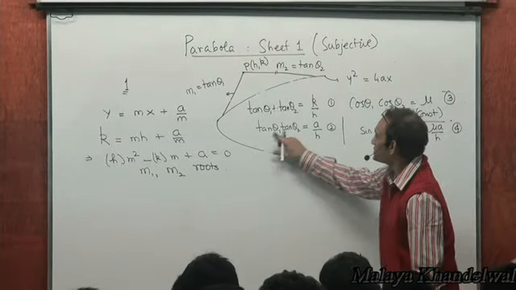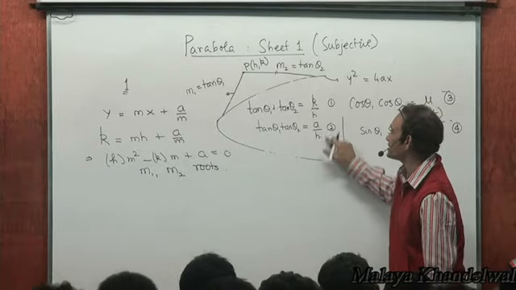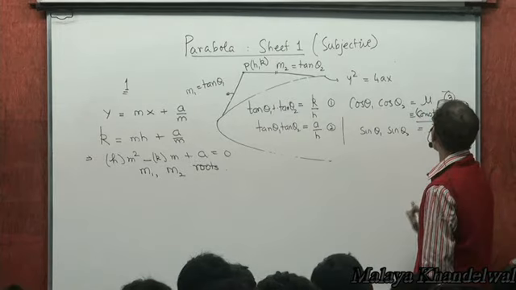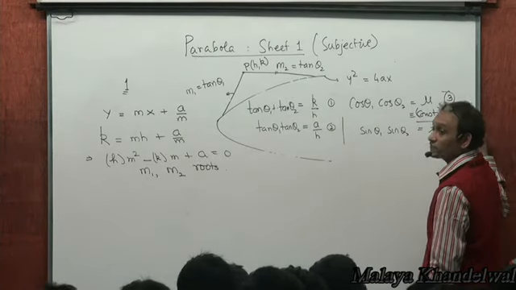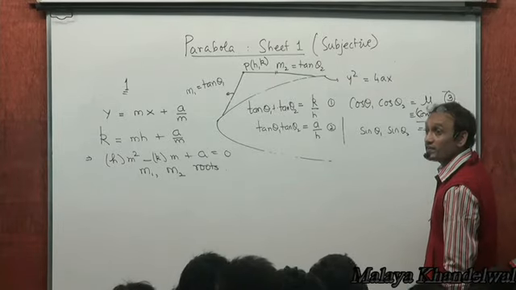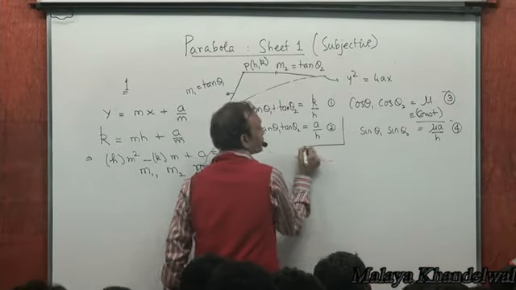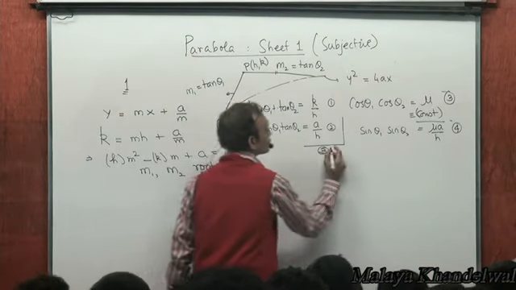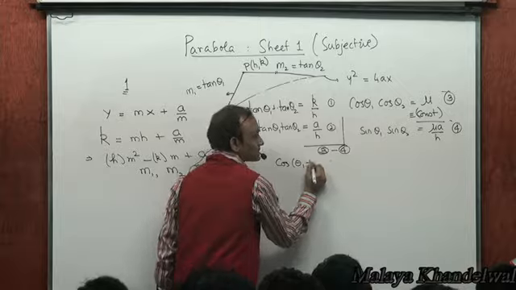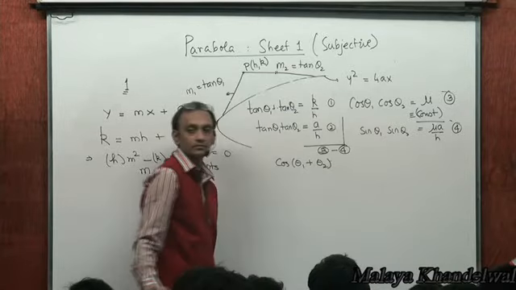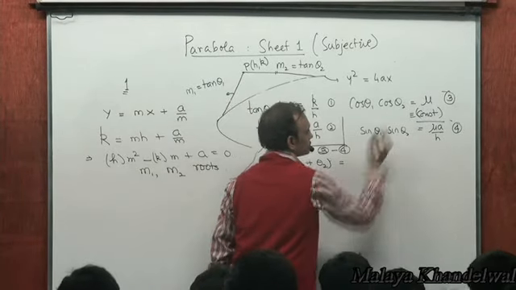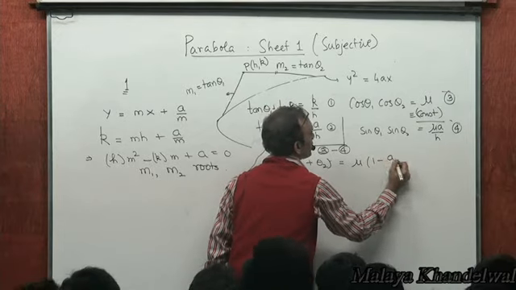Sin theta 1, sin theta 2 divided by cos theta 1, cos theta 2 is a by h. So the denominator is mu, that's given. Now if I do 3 minus 4, I get cos of theta 1 plus theta 2, right? And that must be equal to mu into 1 minus a by h.